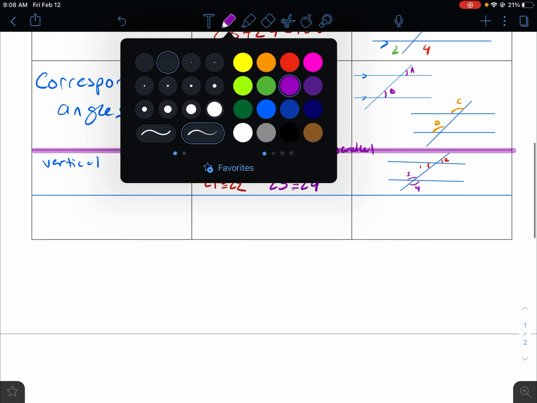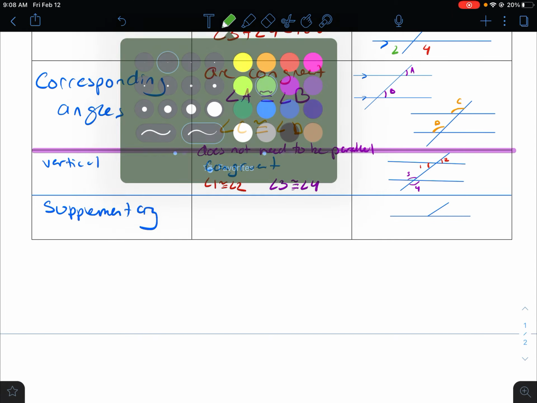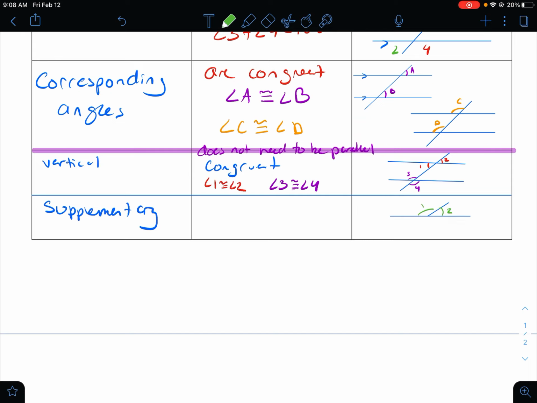All right, and then the last one we will have is supplementary, which hopefully you guys remember. So if we had a guy that looked like this, angle 1 and angle 2, obviously supplementary angles are supplementary. We could say angle 1 plus angle 2 equals 180.